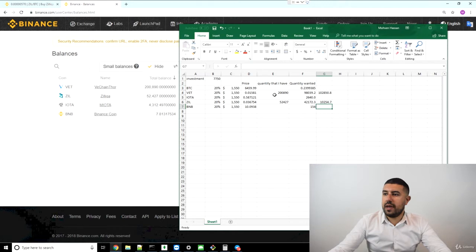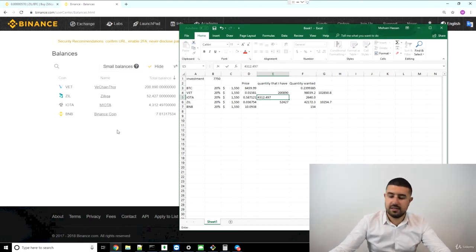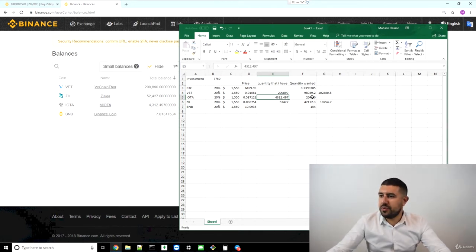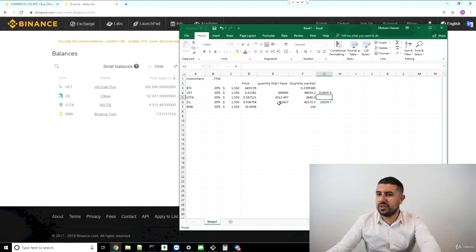What about IOTA? IOTA, I also have 4,312 and 497. So I actually already have most of these coins. That's pretty random, I guess. Maybe when I looked at it, since I already wanted them, I should have chosen a different coin. But too late now. So this is the quantity I have minus the quantity that I want. Okay, so I'll actually have to sell some of these as well.